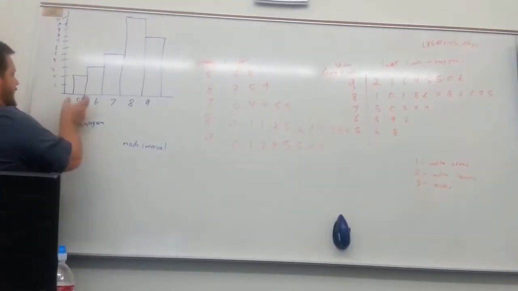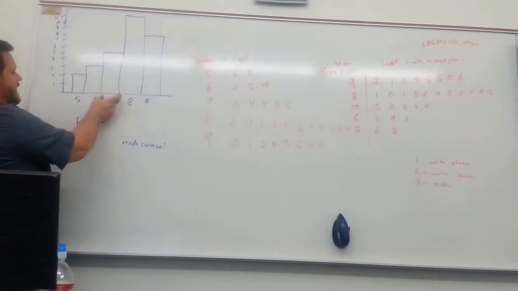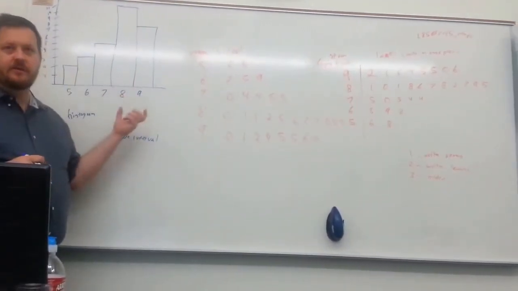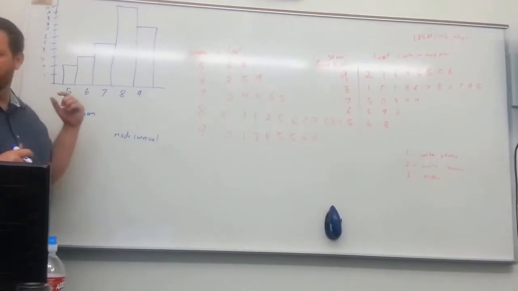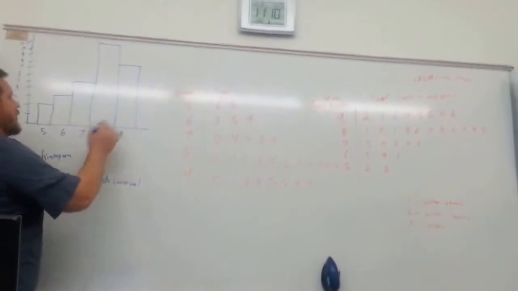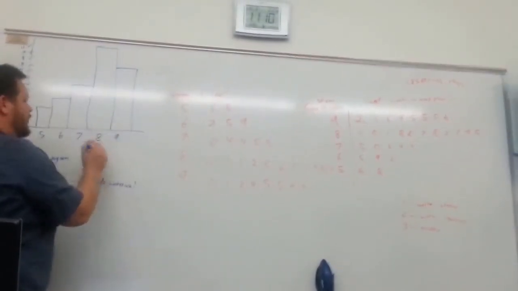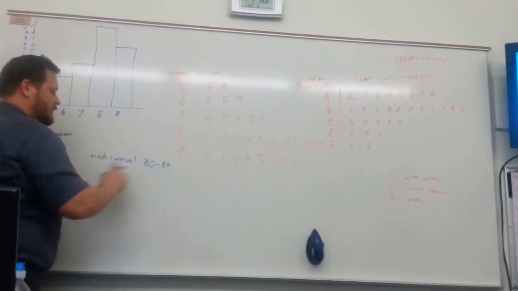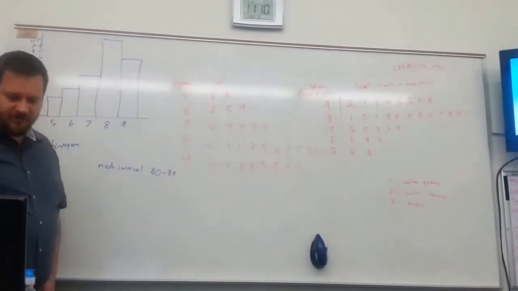So if we talk about the 50s and the 60s and the 70s and the 80s and the 90s, which of these decades occurs the most? The eighth one. All right. So this is the highest one. So the mode interval would be in the 80s, 80 to 89. Okay. That's how you would answer that question.